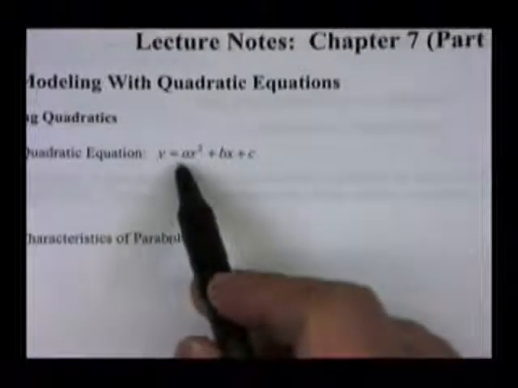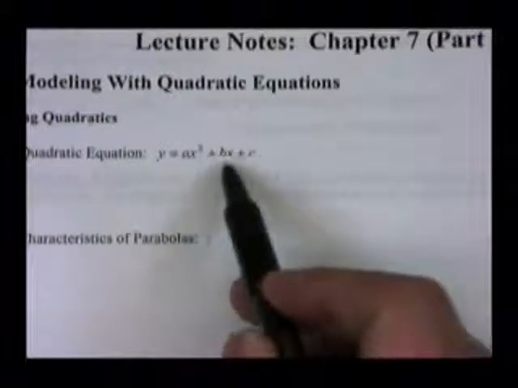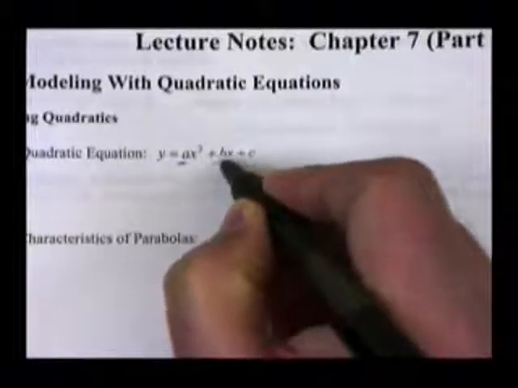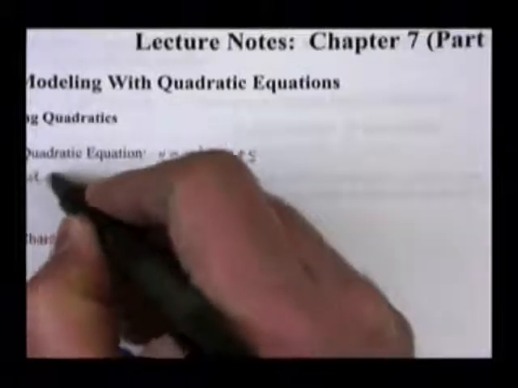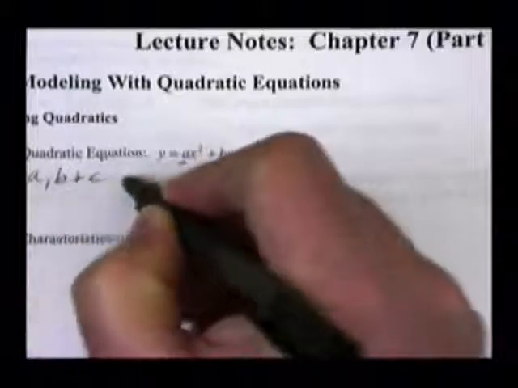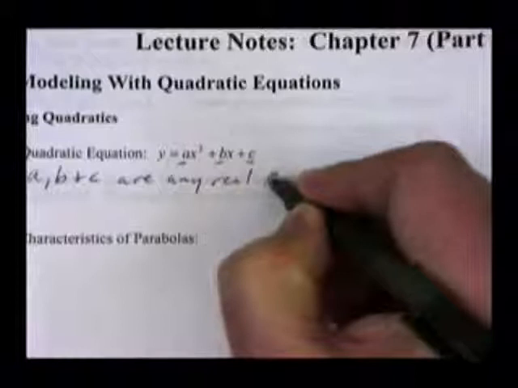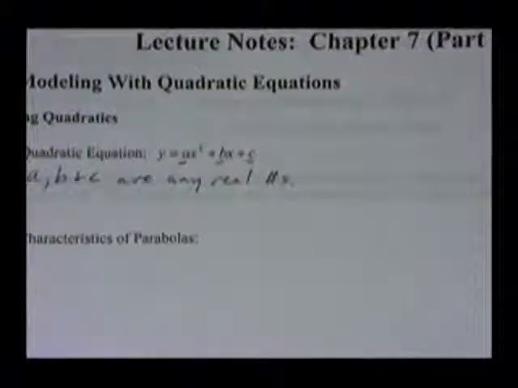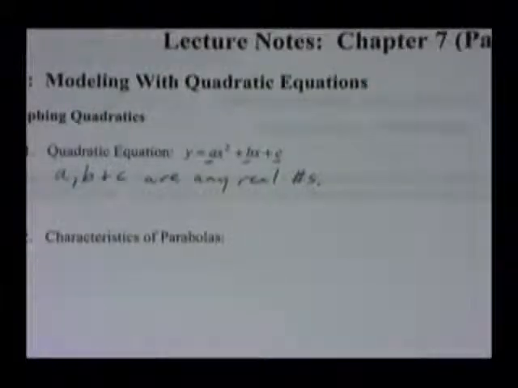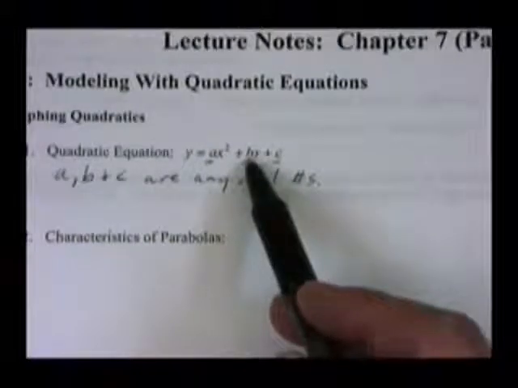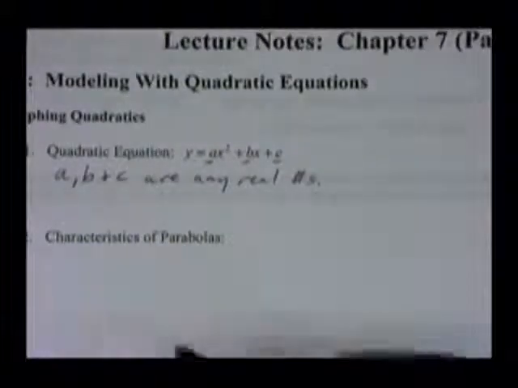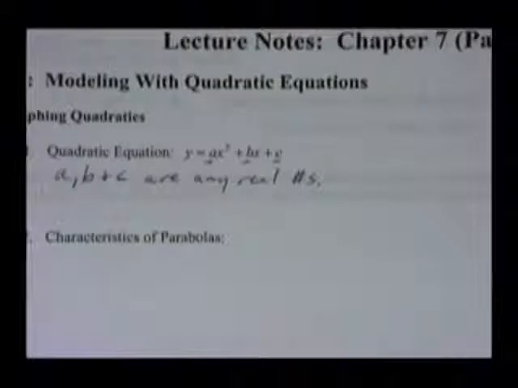It's going to be of the form y equals ax squared plus bx plus c. And the a, the b, and the c here are just any real numbers. So they could be 5, negative 3, 0.2, negative 11 halves. They could even be 0. You could have a 0 here or a 0 there or whatever. All right, so that's the basic form of a quadratic equation.